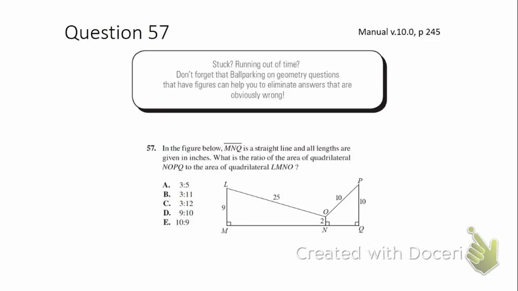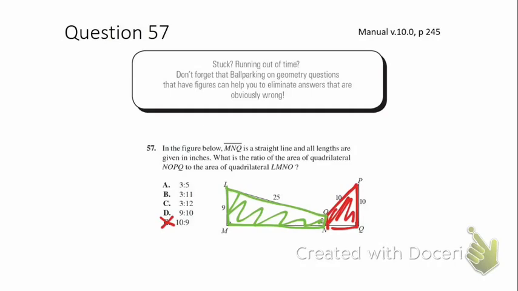In the figure below, segment MNQ is a straight line and all lengths are given in inches. What is the ratio of the area of quadrilateral NOPQ, so this one first, to the area of quadrilateral LMNO? So they're wanting me to look at the areas of these two figures and compare them. Okay, so I know that the area for the red here is smaller than for the blue, or sorry, for the green. So I can go ahead and eliminate E because that one has the wrong direction.